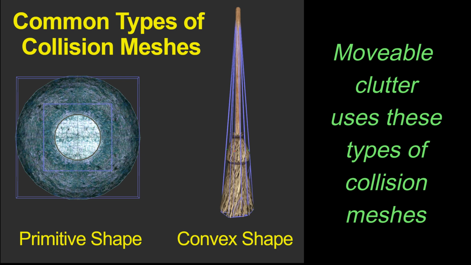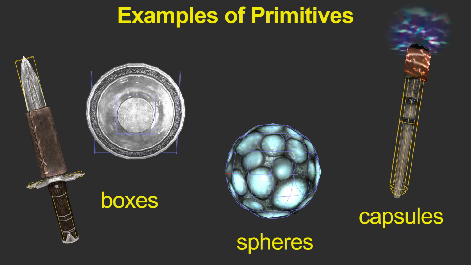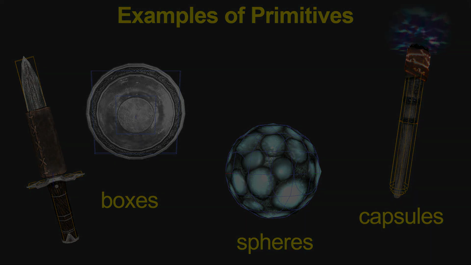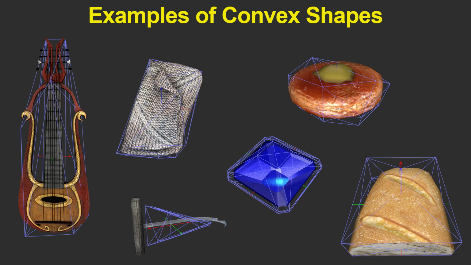For clutter items that get kicked around, we have two options for making our collision, a primitive or a convex shape. Primitives are preferred when possible because they are best for game performance, but primitives are limited to simple shapes such as boxes, spheres, or capsules, which are oval-type shapes. The next best option is to make a convex shape, which is more complex than a primitive but still simple enough to not have a big impact on performance.